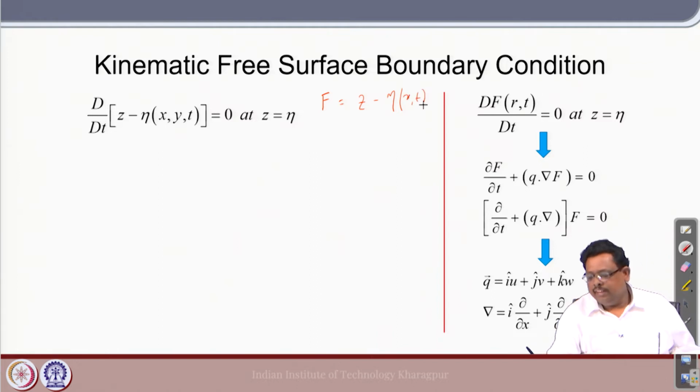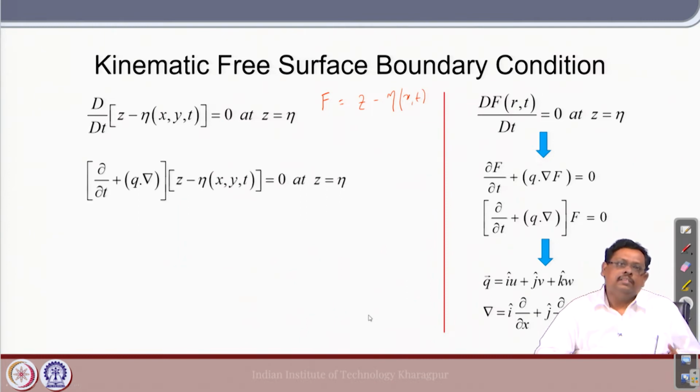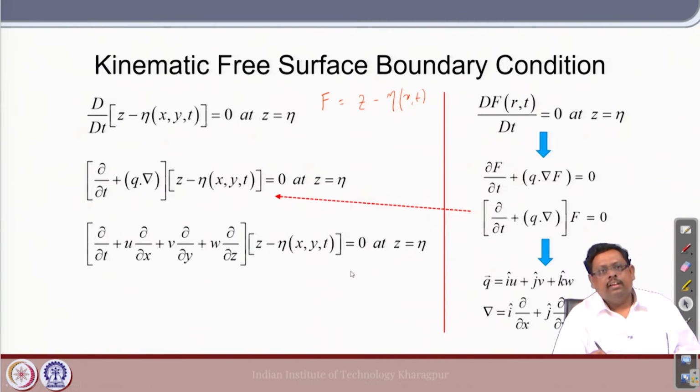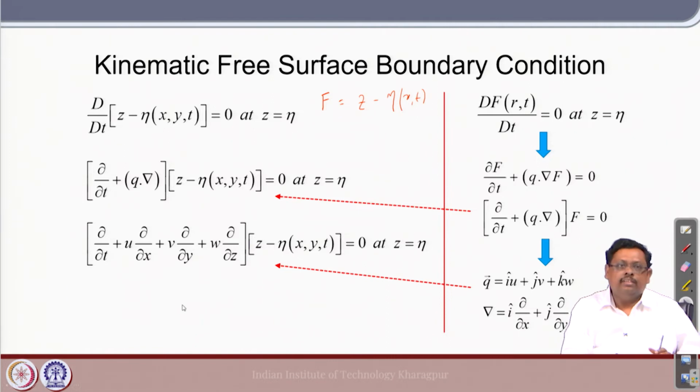So, I substitute this f over here, and then I substitute that d/dt also. Now, d/dt is nothing but, from here I know that it is ∂/∂t plus q dot grad. So now what I do is I replace this ∂/∂t over here, and if I replace this q then I get this grad, and if I replace over here then it is u ∂/∂x plus v ∂/∂y plus w ∂/∂z. So, it is very elementary.